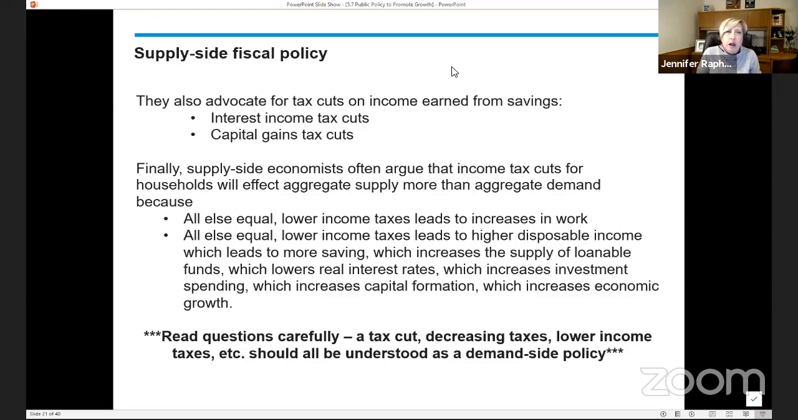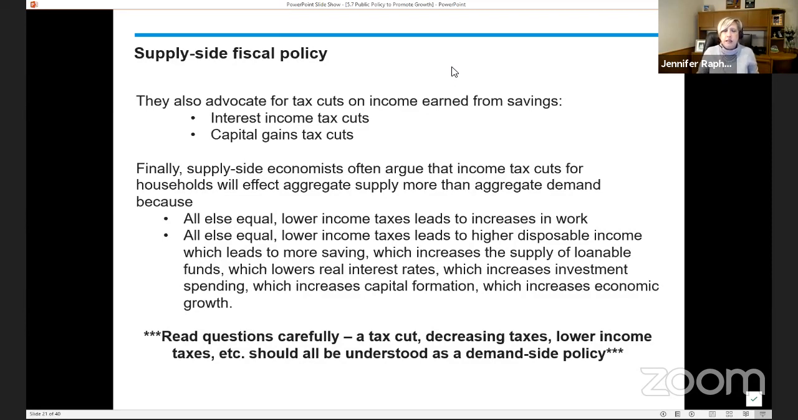The last point to understand is that very often, a supply side economist will advocate for an income tax cut, based on the premise that, all else equal, lower tax rates incentivize more work. And so the more work workers are doing, the more productive capacity of the economy. All else equal, lower income taxes also lead to higher disposable income.